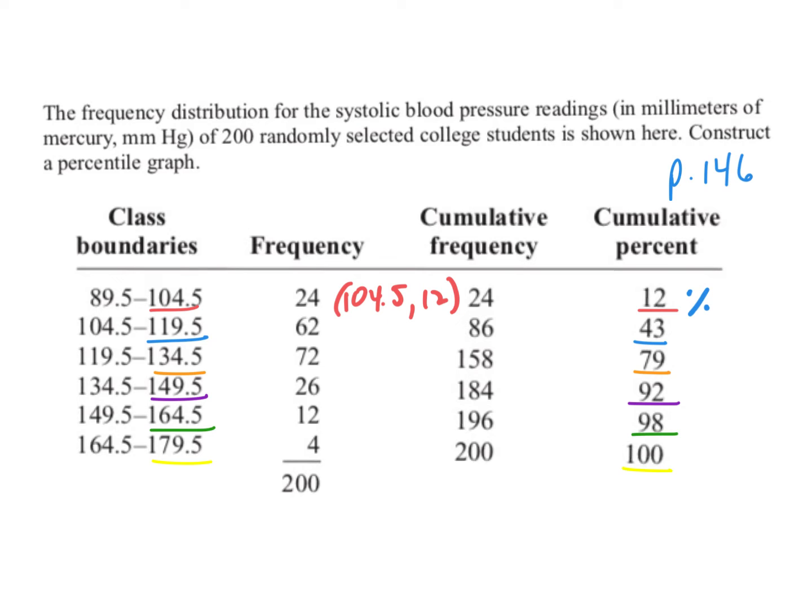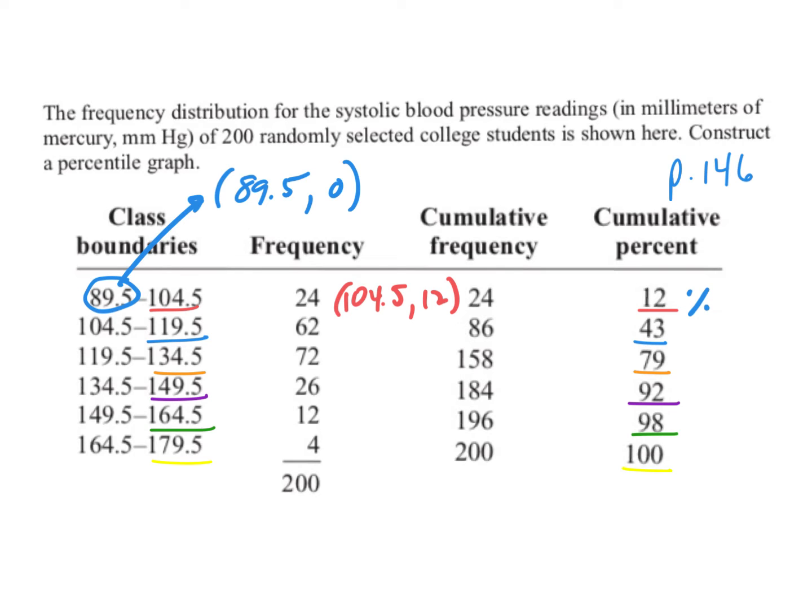Now, if you remember when we graphed ogives, we had to start at the x-axis. So the very first point that I'm going to have is going to start here. So I'm going to have 89.5, 0. That's the only time we use the lower limit. The rest of the points come from the upper limit of the boundaries, and they pair up with that percentage. This is what you would have to do in your homework.